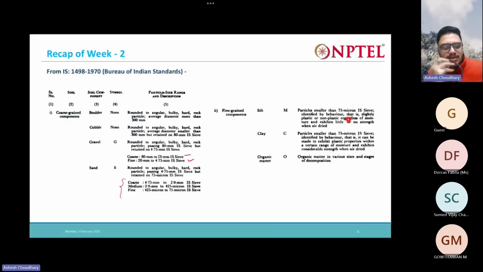We will see that in detail in the next slides, how we can differentiate. So silt and clay both are fine grained, both have sizes less than 75 microns, but silt is non-plastic and clay is plastic. Clay exhibits plastic behavior.